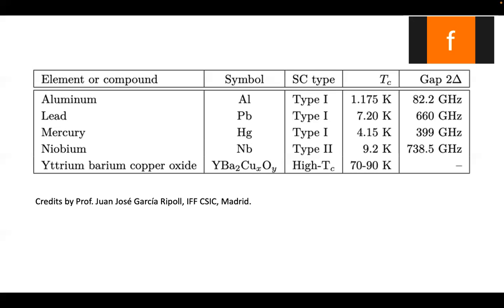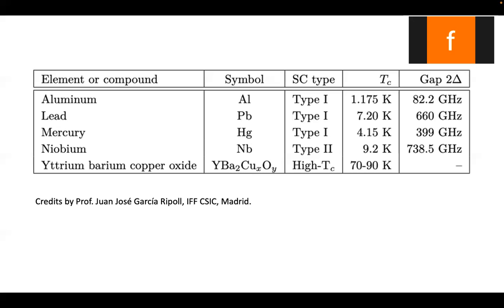We have lead, a type 1 superconductor, 7.2 Kelvin, 660 gigahertz for the superconducting gap. For mercury, this is the famous one, the exact number is 4.15 Kelvin, where this metal behaves as a superconductor, etc. There is also niobium, which is a type 2 superconductor. 9.2 Kelvin is the critical temperature.